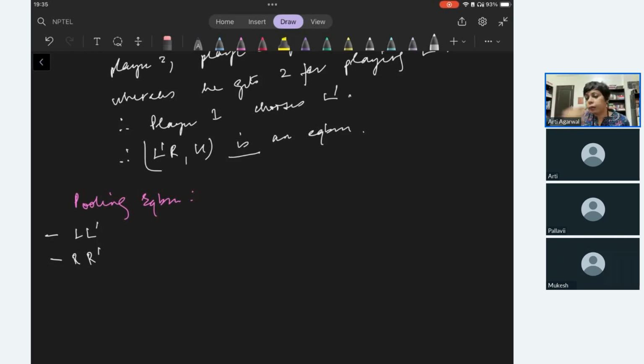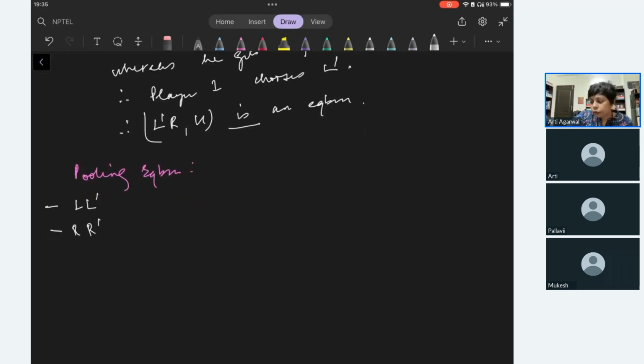Now there is one fundamental difference between separating and pooling equilibria, which is that in separating equilibria, you immediately know the value of Q, right? Because you know which node you have reached, and hence you know the type of player 1. Whereas in pooling equilibria, you don't know that. You are not sure which node is reached, because whichever node gets reached, you are facing the same strategy.